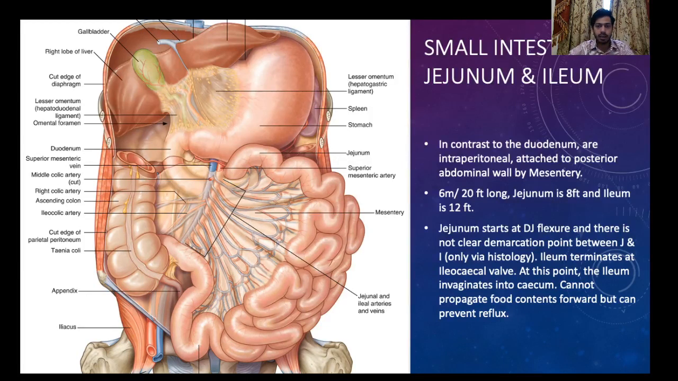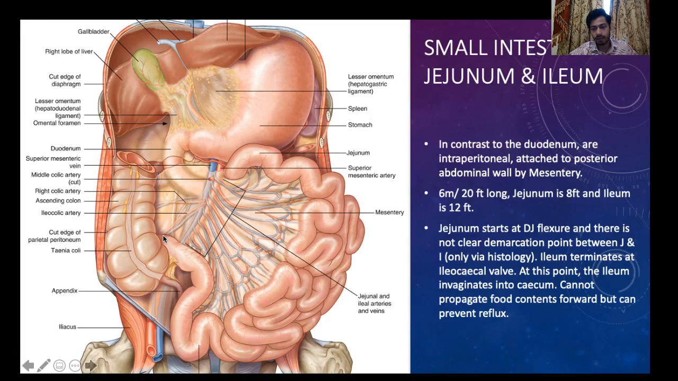But if you look at it from a histology point of view, for example if you take a biopsy or other samples, actually, we can discuss that in the next slide. But you would find subtle differences, which would be really crucial to differentiating between the jejunum and the ileum. And the terminal point of the ileum is the ileocecal valve.